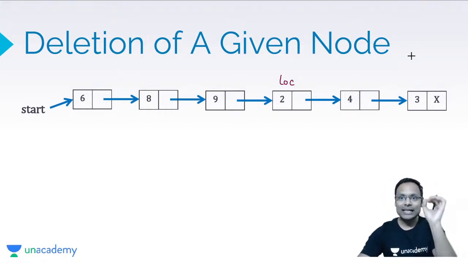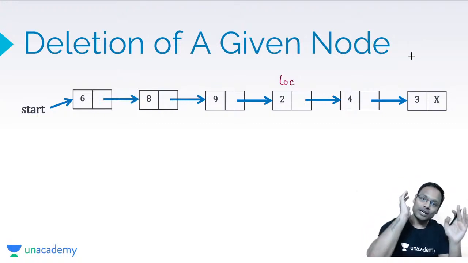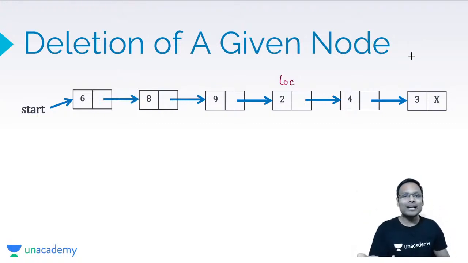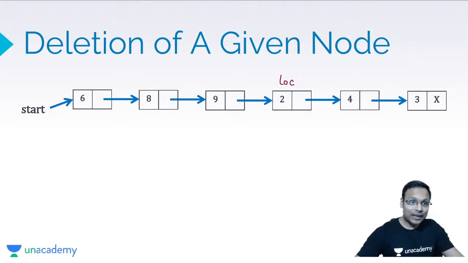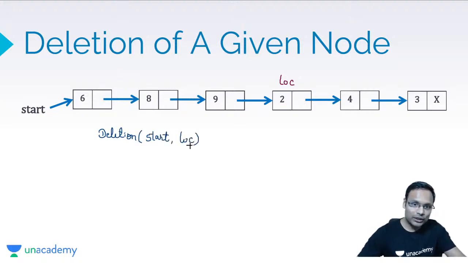एक ऐसी node जिसे delete करना है जिसका address already mentioned है. I don't have to find it. I already have it. So in the algorithm, if you write the deletion algorithm, it will have input as a start pointer of course and an LOC pointer to delete that particular node. Now you will have to write the algorithm.